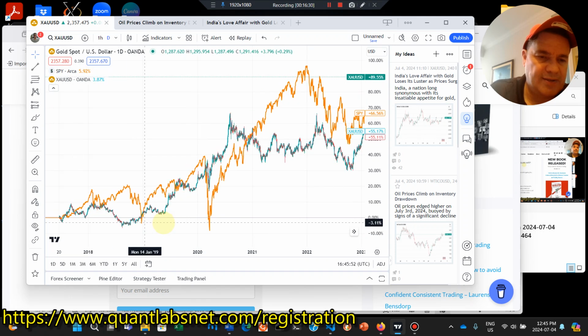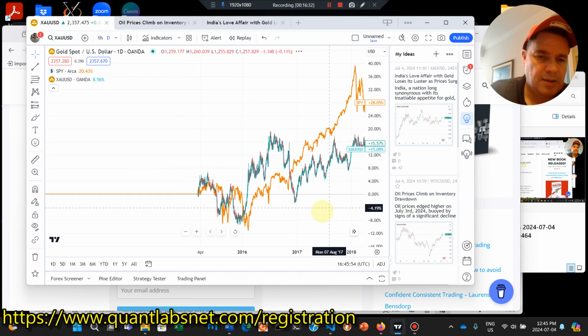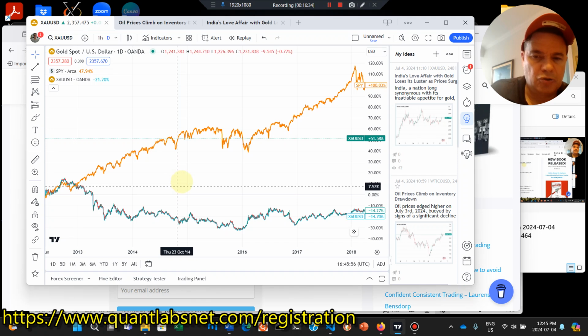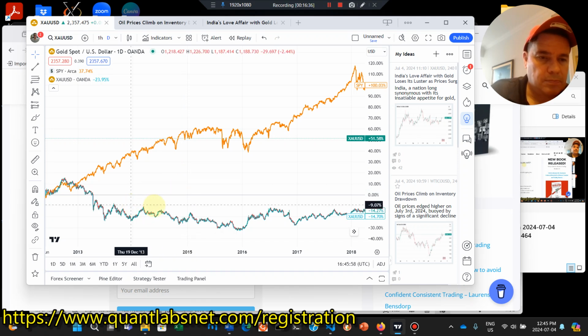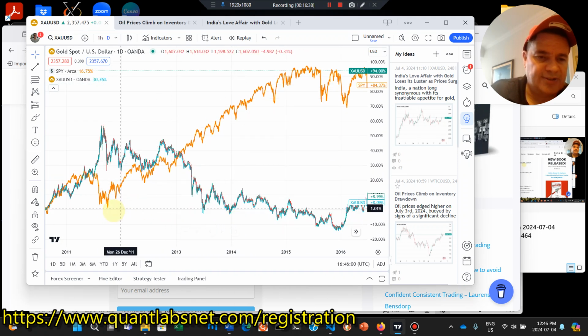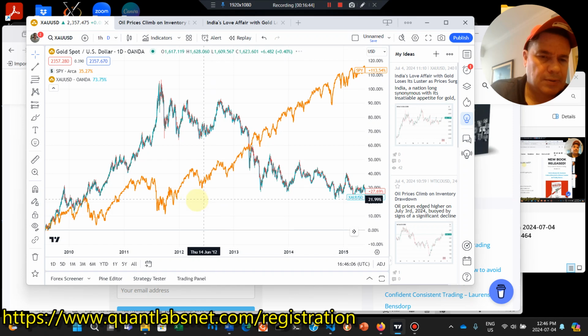Actually, that's 2019. Let's see if we go back. So generally, yeah, you could see the inverse relationship going back to 2011. Okay, so you can see you have a performance here in the SPY. Gold has gone down, and as SPY somewhat declined.